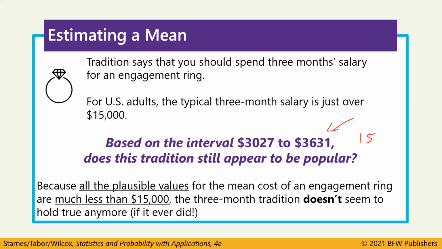It's way above it. And our interval is telling us what the plausible values that we believe the true mean could equal. We think it's somewhere between $3,027 and $3,631. These are all much less than $15,000. So this would be convincing evidence that this tradition is no longer popular.